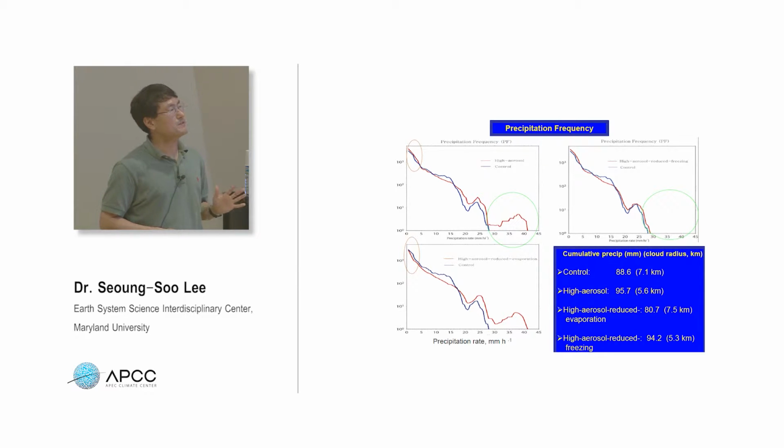However, cumulative precipitation in this repeated run is still larger than that in the control run, and so cloud size is still smaller than that in the control run. So slightly larger cumulative precipitation and smaller cloud size in the high aerosol run than in the control run are not that sensitive to freezing, although freezing has a substantial impact on extreme weather events here.